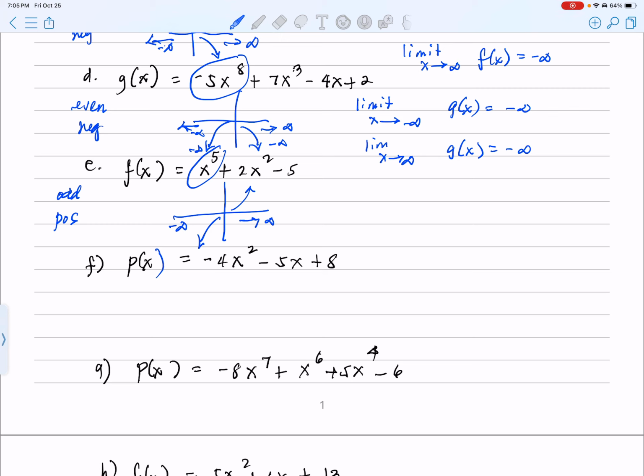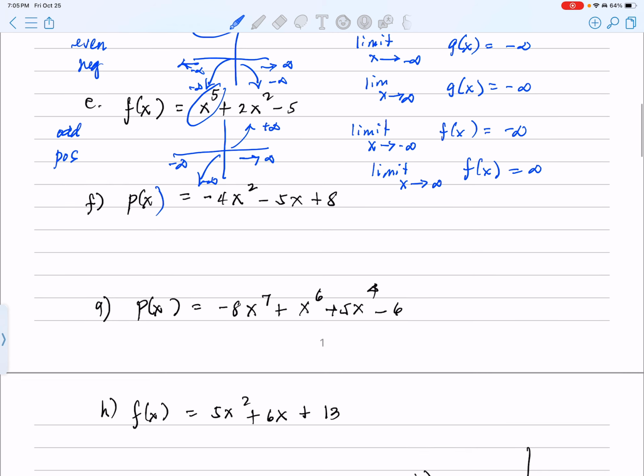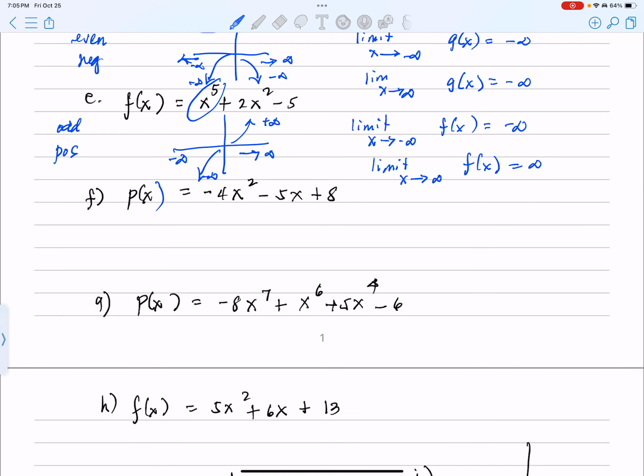Okay? So you could say that the limit as x approaches a negative infinity, the f of x is negative. See that it goes down. Right? So the limit as x approaches positive infinity, the function of x is positive infinity because it goes up. Right? So long as you know the degree and leading coefficient and the direction of your end behavior, it will be easy for you to describe.